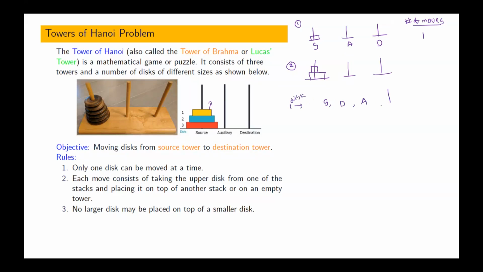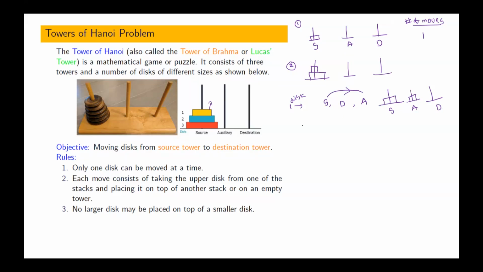Is this correct? Yes, sir. The middle one is the auxiliary. Source to auxiliary, we are moving with the help of the destination. So now this becomes the auxiliary.